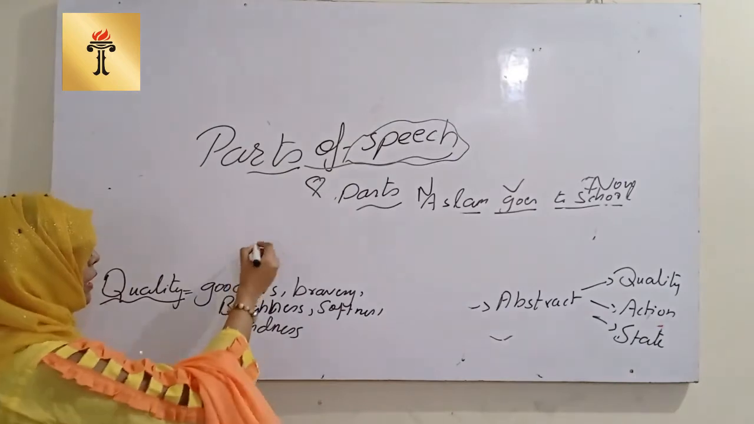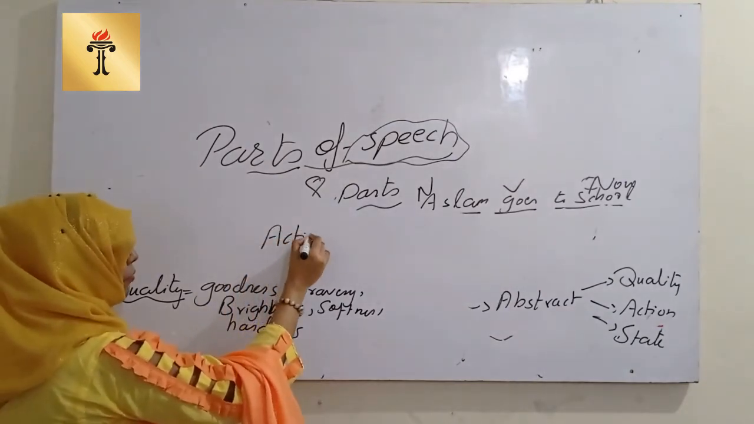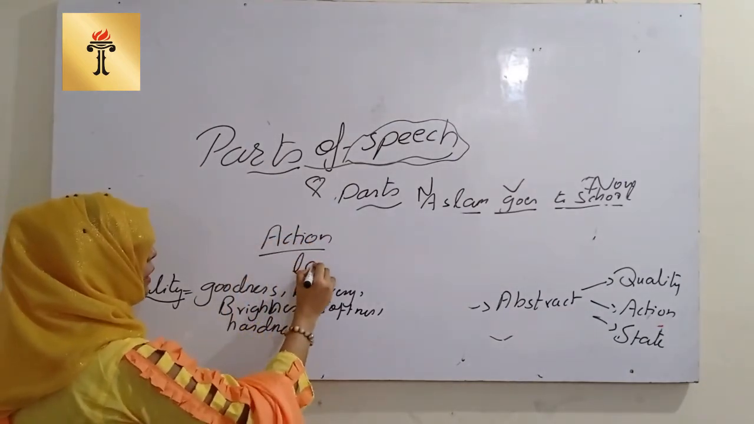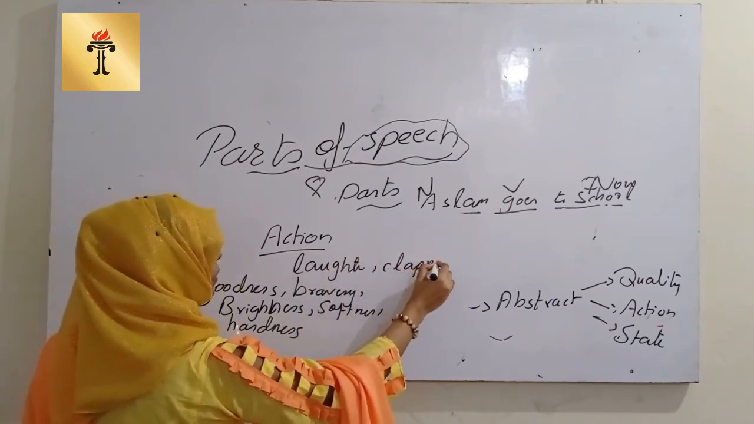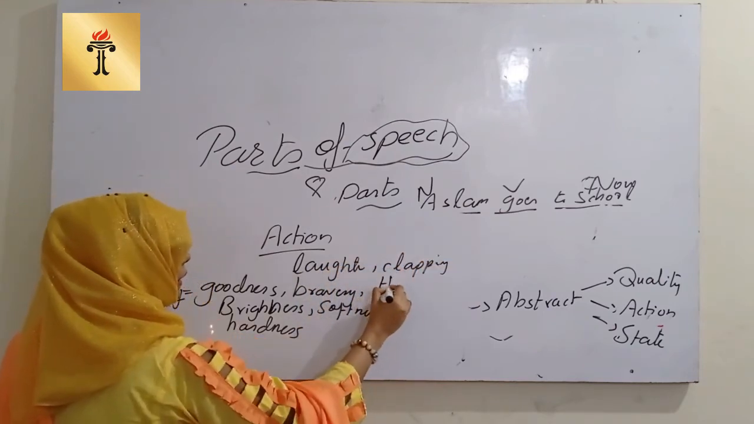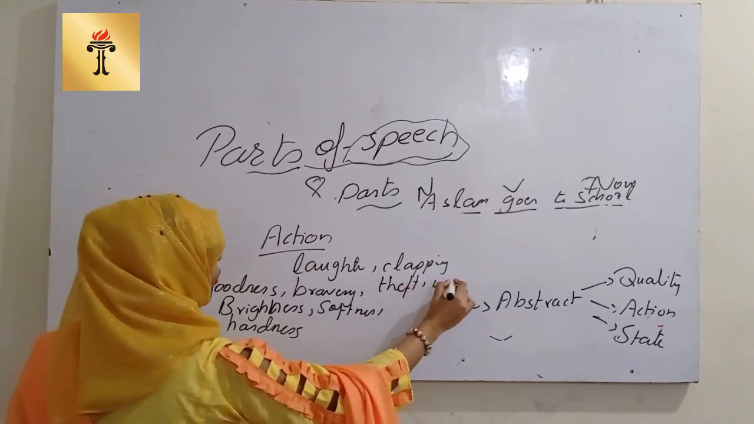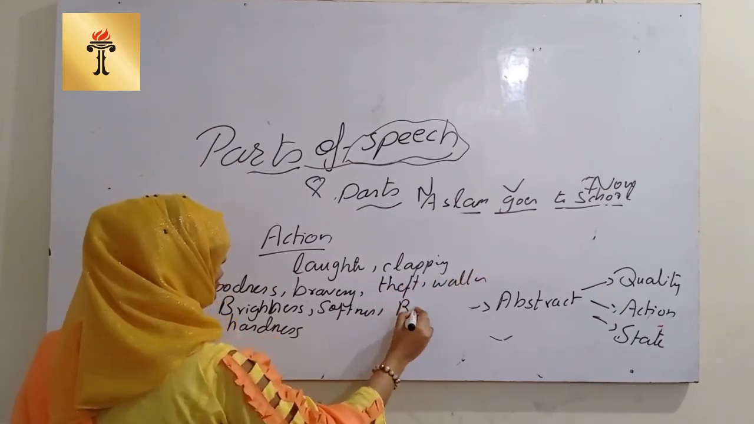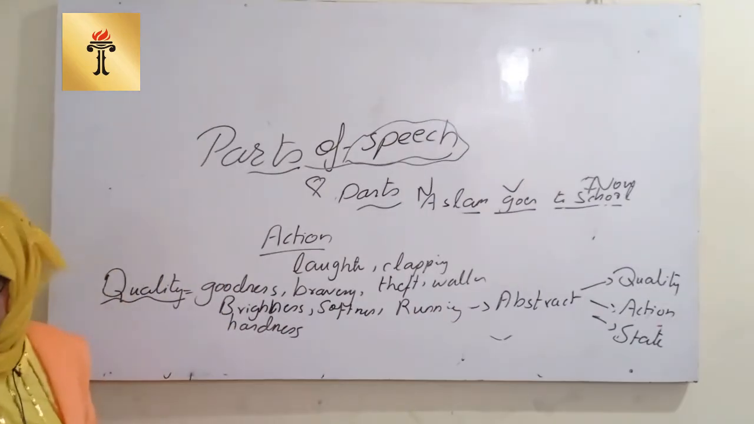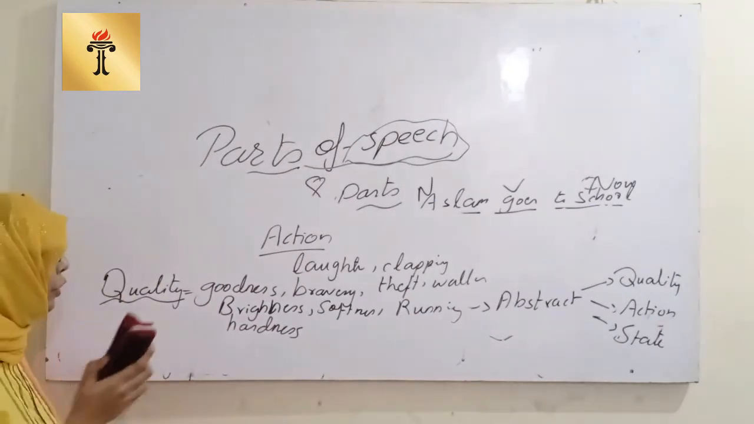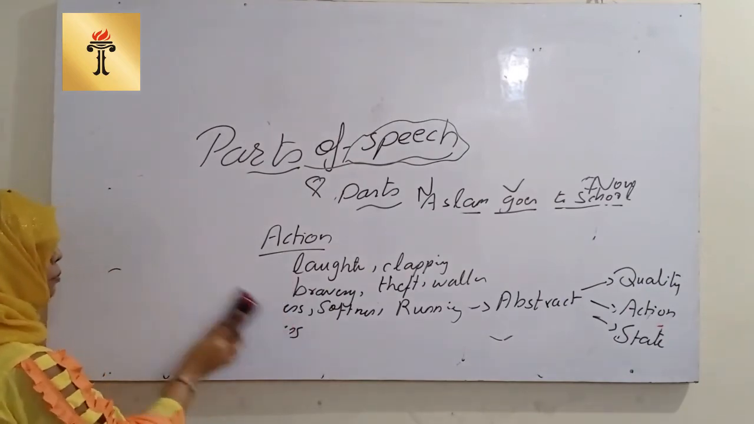Action. Action means laughter, clapping, theft, walking, running. These are the actions of some person or thing. So these are abstract nouns.